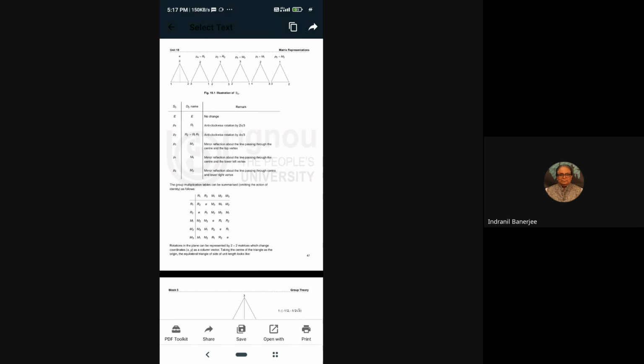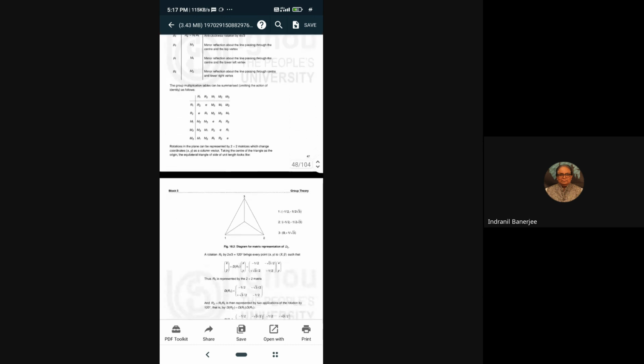If S3 is P3 and D3 is M3, mirror reflection about the line passing through the center and the top vertex. If S3 P1, D3 M1, mirror reflection about the line passing through the center and the lower left vertex. S3 P2, D3 M2, mirror reflection about the line passing through the center and the lower right vertex. The group multiplication tables can be summarized omitting the axiom of identity as follows, and are shown on the screen.